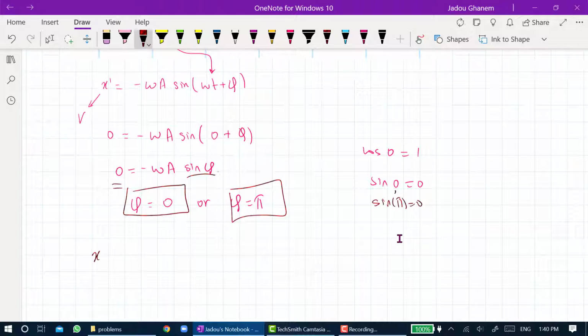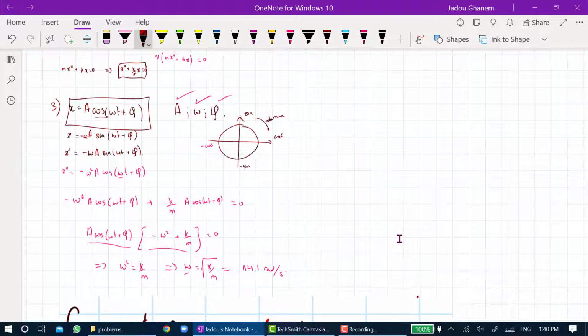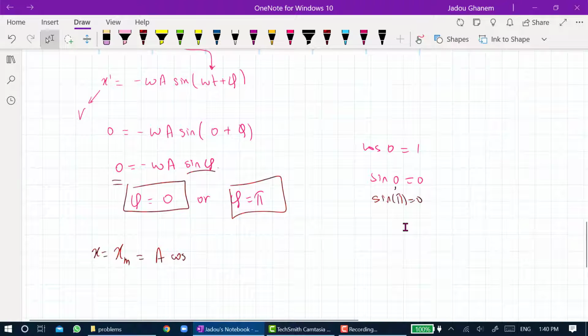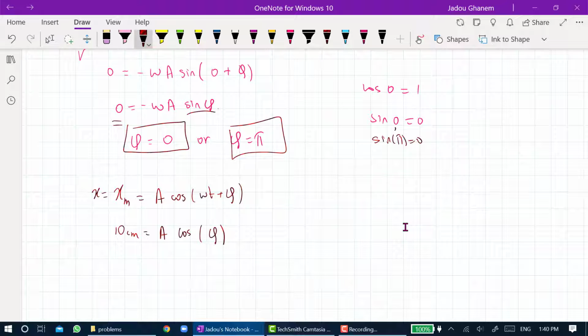The second idea is that x is equal to xm at t0. So we'll write the expression of x, which is a cosine(omega t plus phi), and right here instead of x it's going to be xm, 10 centimeters, equals a cosine(omega times 0, plus phi). Sure, a here must be a positive value. They said that a is positive, and phi has two choices, either 0 or pi. Pi will give cosine pi, which is minus 1, so this one will be 0. This implies that phi must be equal to 0, and we can say that a will be equal to 10 centimeters.